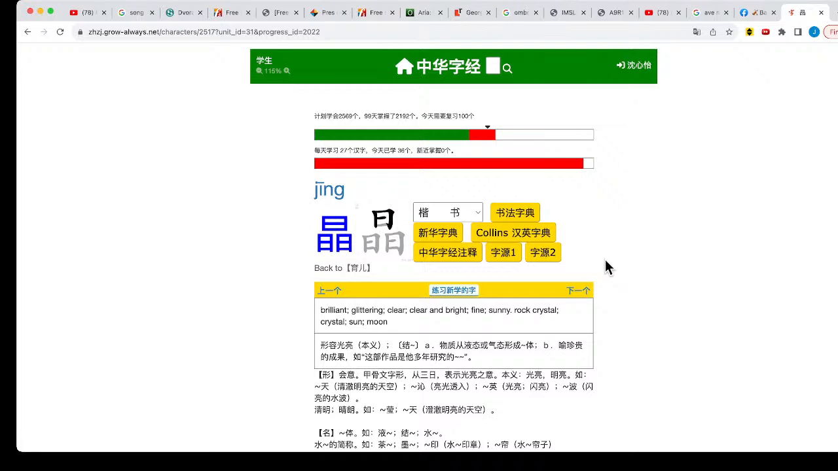晶. Jing is brilliant, glittering stuff, clear, bright, and shiny, fine. So basically, it's glittering stuff. Shiny, bling, bling, kind of stuff. And so it's also referring to crystal. Rock crystal is called 晶. And because it's referring to clear and bright, it also sometimes uses this character to refer to sun or moon. So this is 晶.